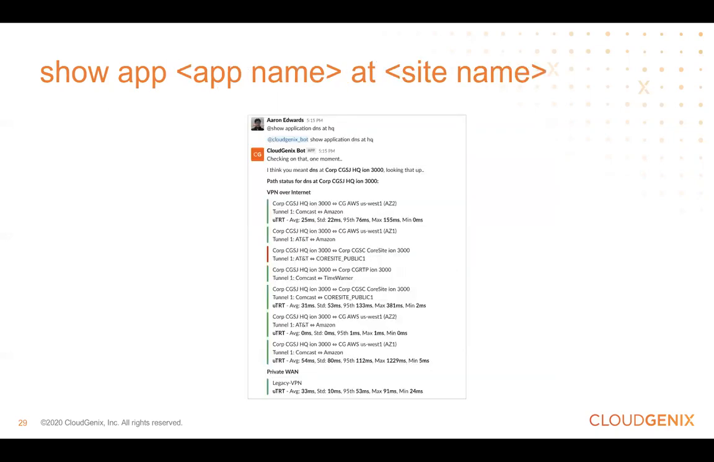If you want to see how an application is performing at a particular site, you use the command show application. Now this one's specifically for DNS. You want to see how DNS is performing at my corporate site. So of all the paths that the DNS is allowed to go on, you can see the average response time, the standard deviation, and the max time as well. So you can see across all the different paths how DNS is performing.